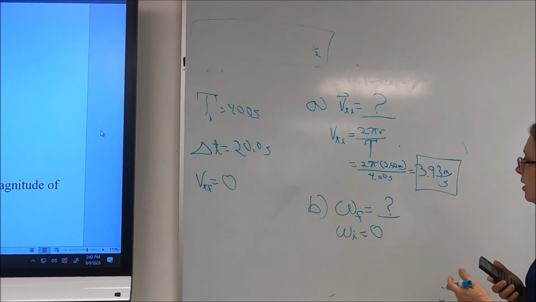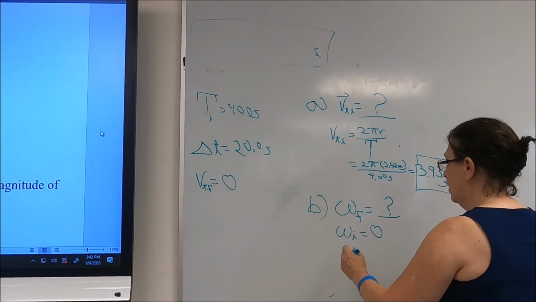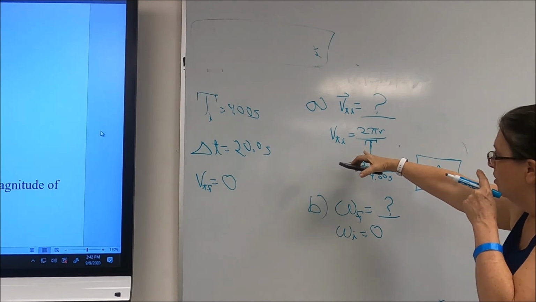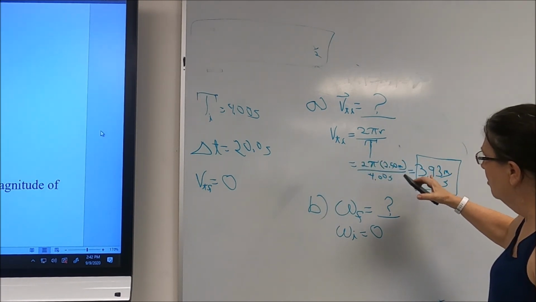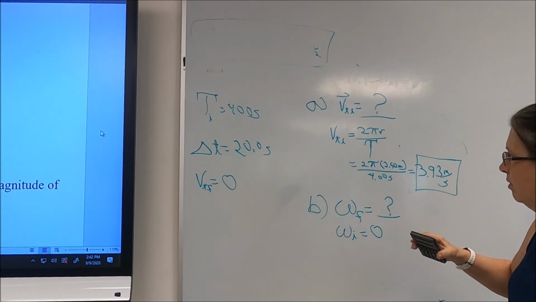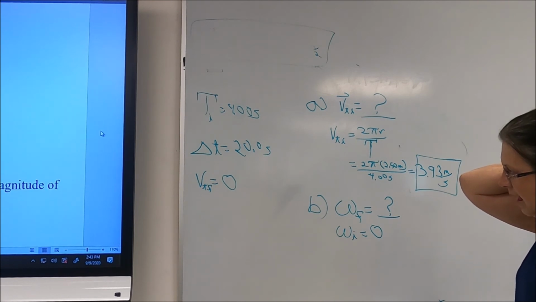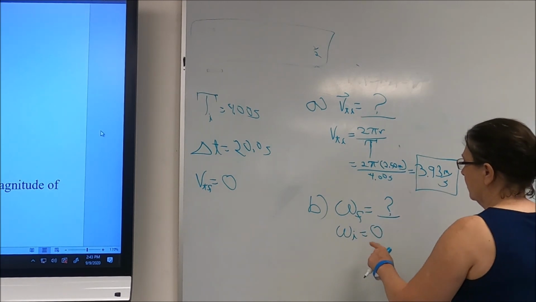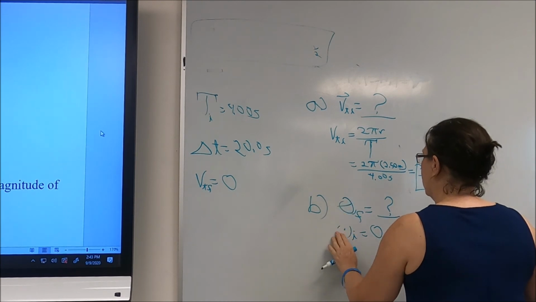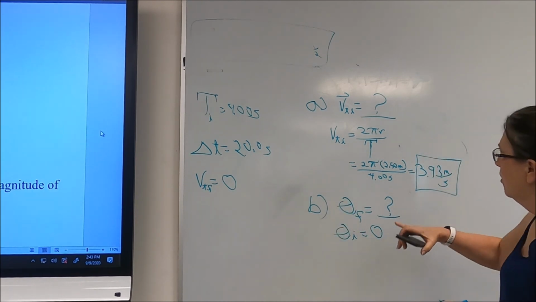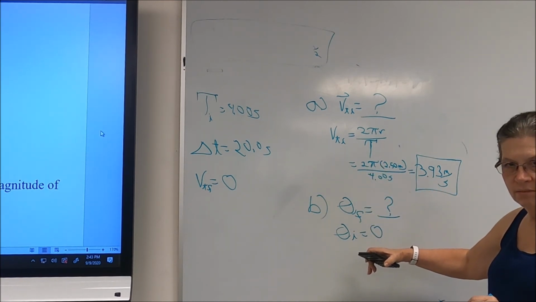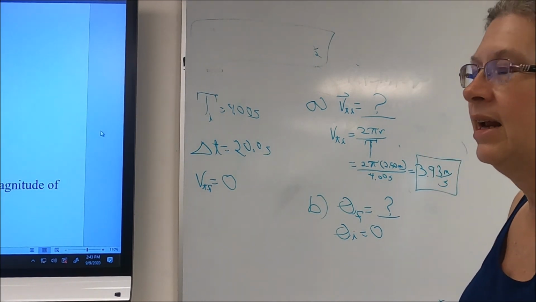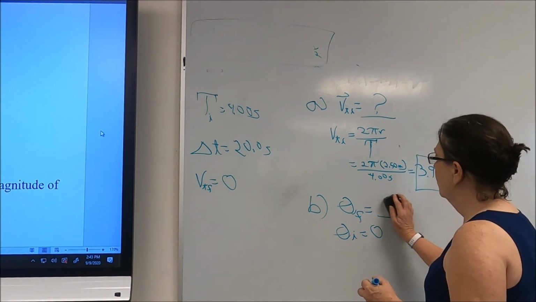Now, I want to know omega final. There's a couple of ways that we can do this. I can go from V sub t initial and V sub t final and figure out the arc length, or I can go from V sub t initial to theta initial and theta final. I can go from V_t to omega initial and omega final. There's a couple of ways I can work this problem. I'm probably going to work it in arc length and then go from arc length to where we want to go.